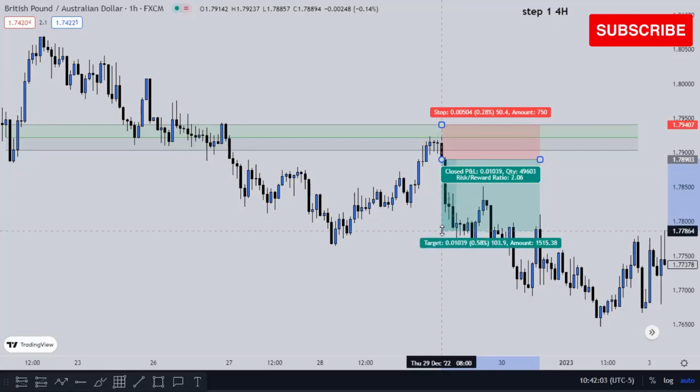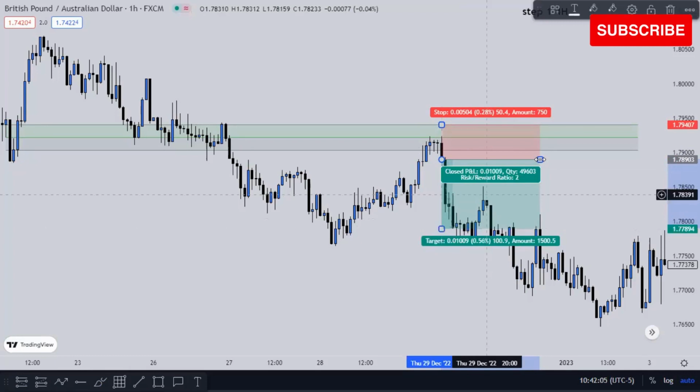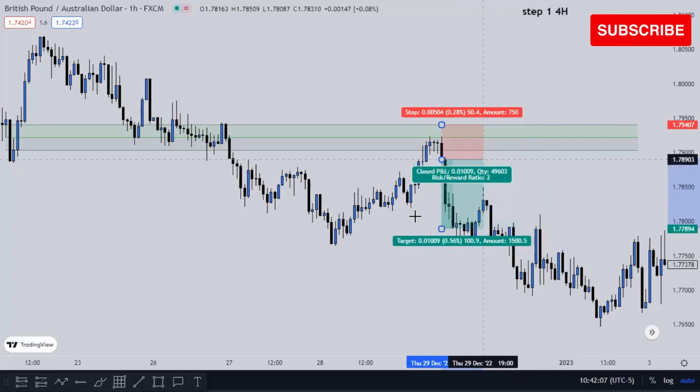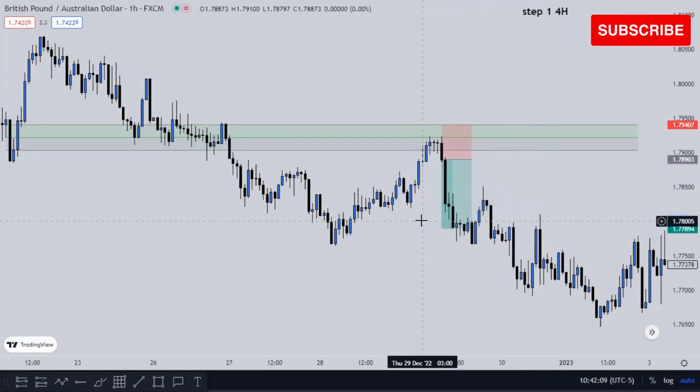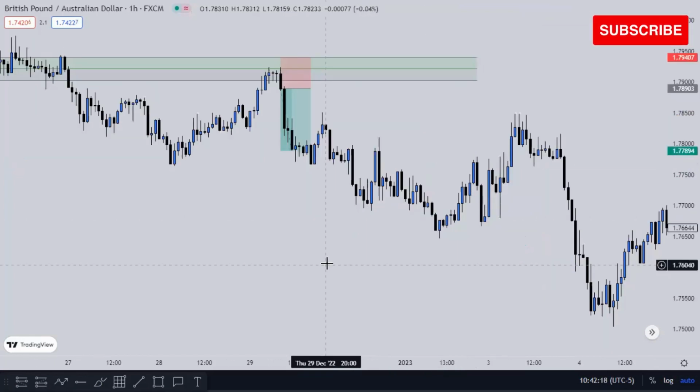It works sometimes, and sometimes you just pull back and go back to your break even. But this is the easiest way to compound your account. You put $50 here, you get 100. The next trade you put 100, you compound your account slowly, and that's how it works. Okay, let's go back to the 4 hour and look for another level.